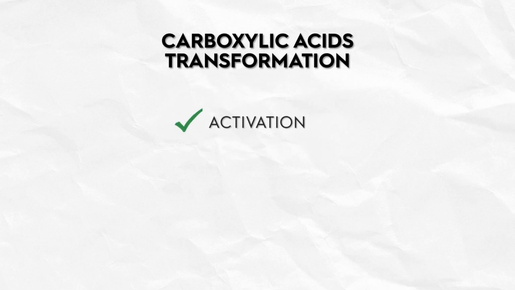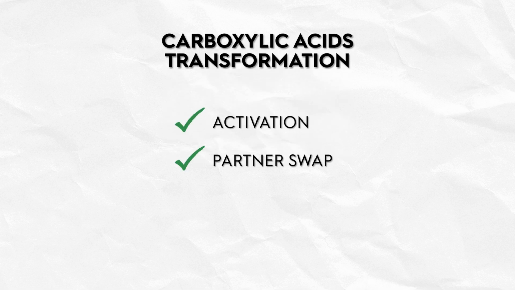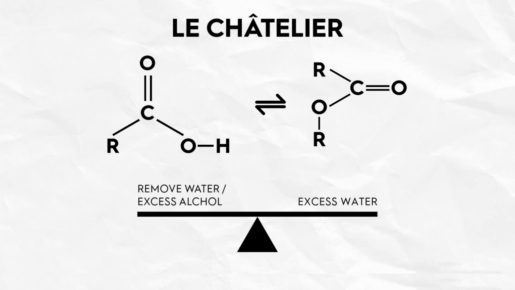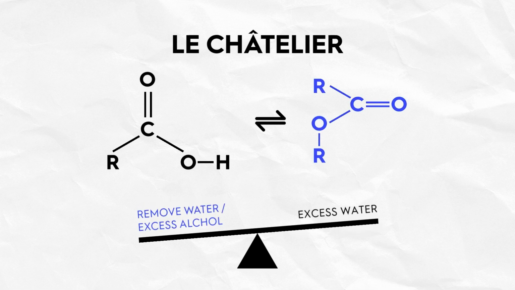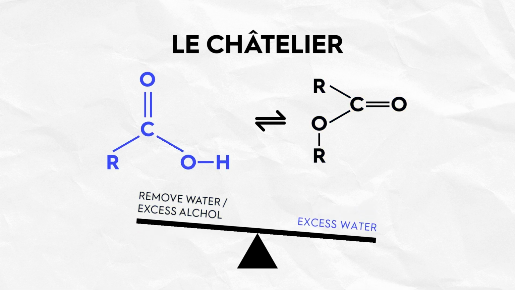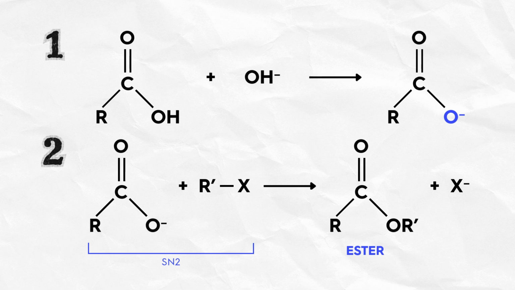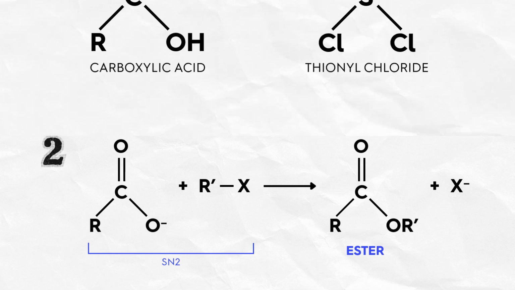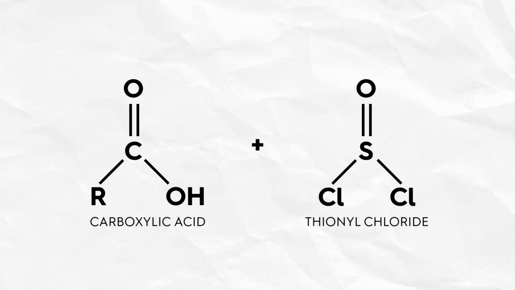Zooming out, carboxylic acids transform by activation, partner swap, or reduction. Remember, Le Chatelier drives the Fischer esterification since it's reversible. SN2 alkylations work best with primary halides. And for acid chlorides, thionyl chloride is your go-to. That's the key takeaway for today.